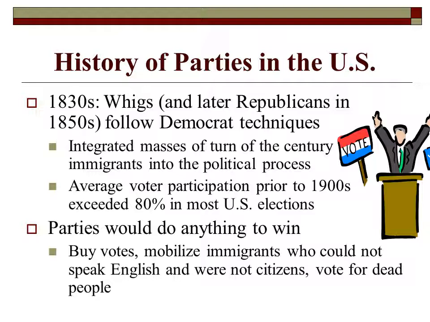Now, just to compare this to today, we have roughly between 40 to 60% voter participation, voter turnout. 60% is high, and that's like presidential elections. Elections where we're not running for president, maybe 40%. So that's like half of what we're looking at before the 1900s. And that's because the parties really would do anything to win.